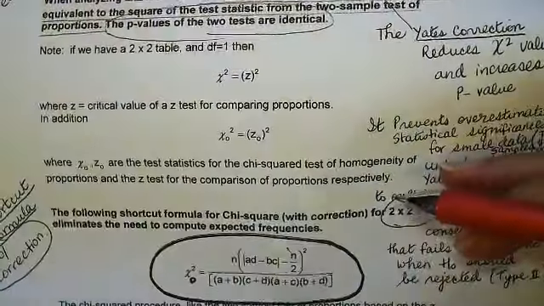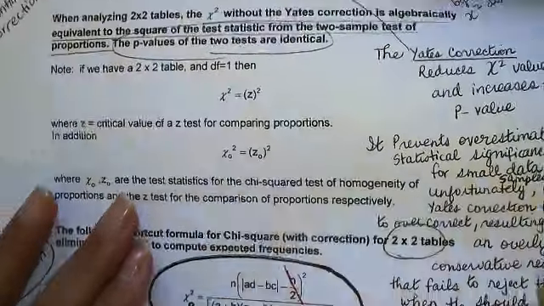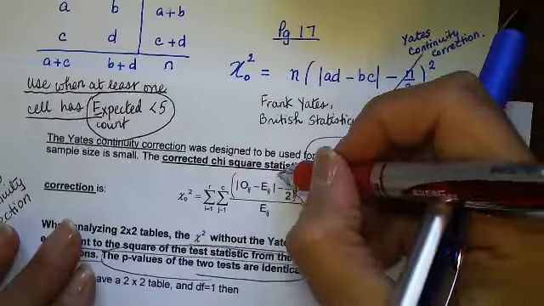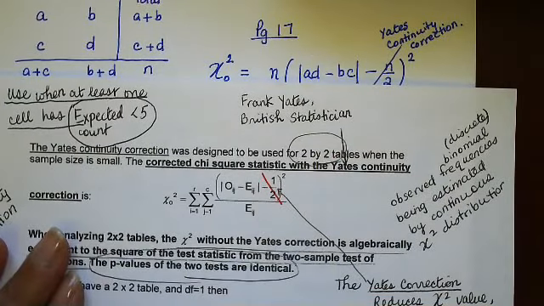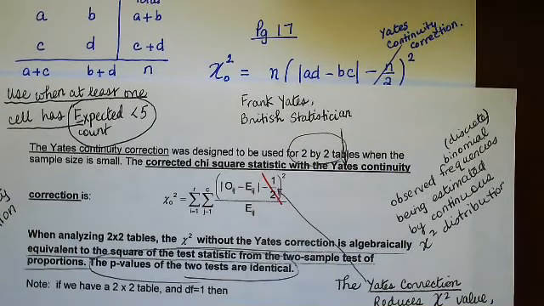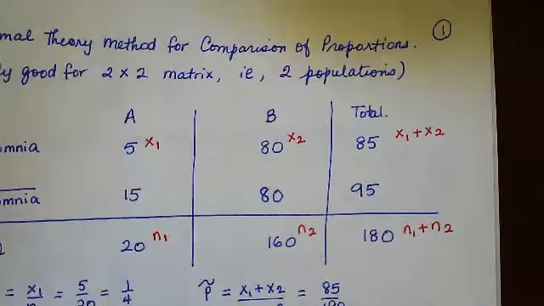In any case, I don't expect you to use the correction. You can skip the continuity correction in the shortcut method, and you can skip the continuity correction in the original chi-square formula as well.